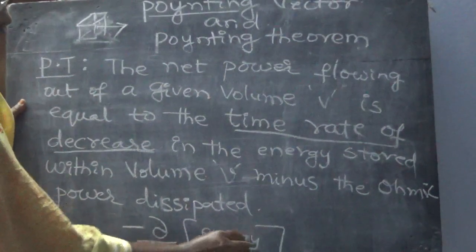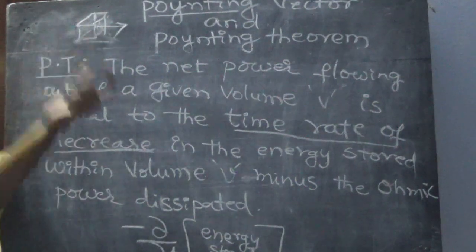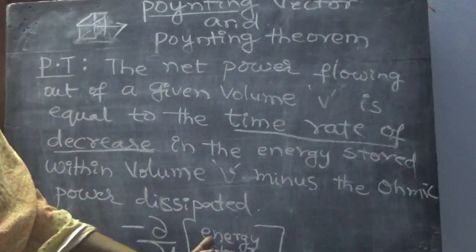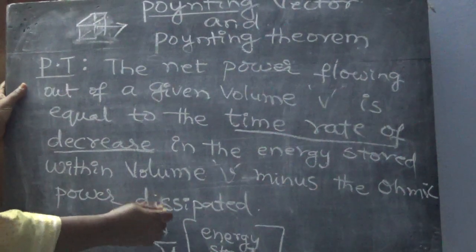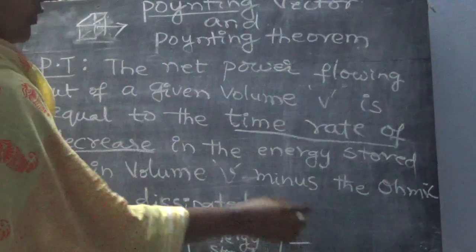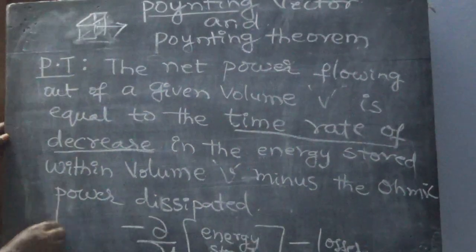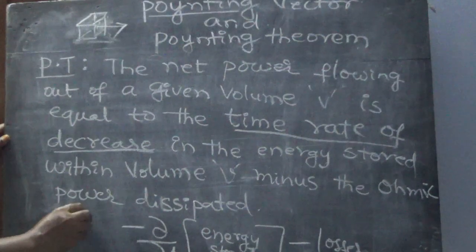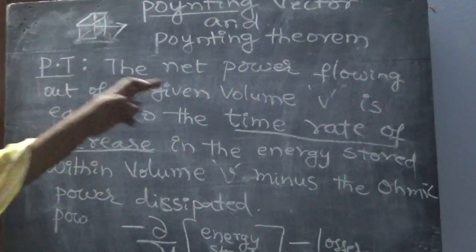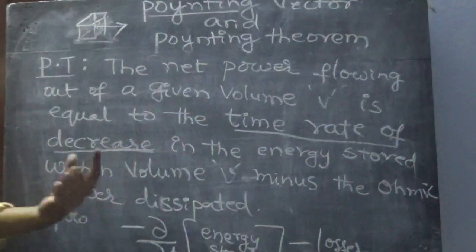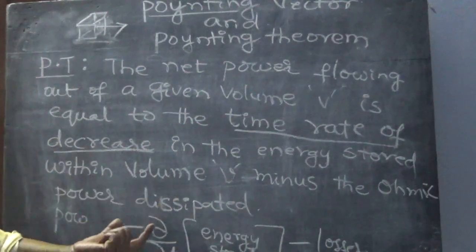Energy stored means magnetic energy and electric energy, which is stored in that particular volume at that particular point, which is decreased with respect to time, and minus ohmic losses, so this is equal to the power flown out of the volume. Time rate of decrease in the energy stored within the volume minus ohmic power dissipated.